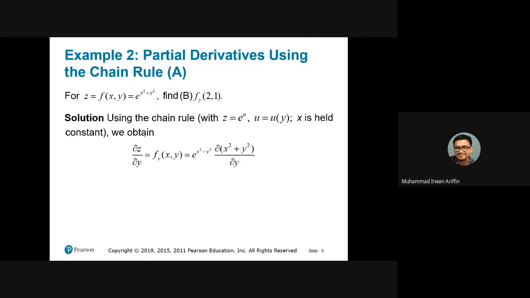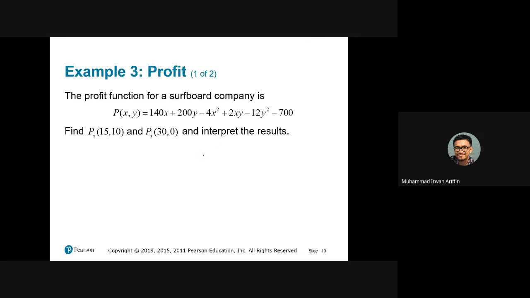Okay, in this case, instead of x, now you are differentiating the function with respect to y. So you have 2y e to the power of x squared plus y squared. Then to find the final answer, you simply need to substitute x with 2 and y with 1. You should get the answer 2 multiplied by e to the power of 5. Okay, I'm going to leave example 3 to you.